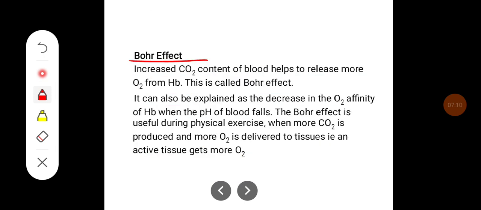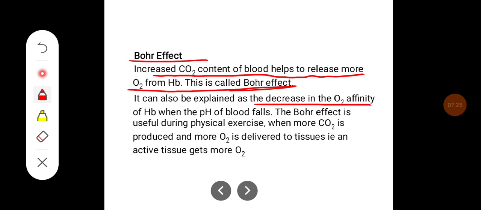Bohr effect. Increased partial pressure of carbon dioxide in the blood helps to release more oxygen from hemoglobin. This is called Bohr's effect. It can also be explained as the decrease in the oxygen affinity of hemoglobin when the pH of blood falls.